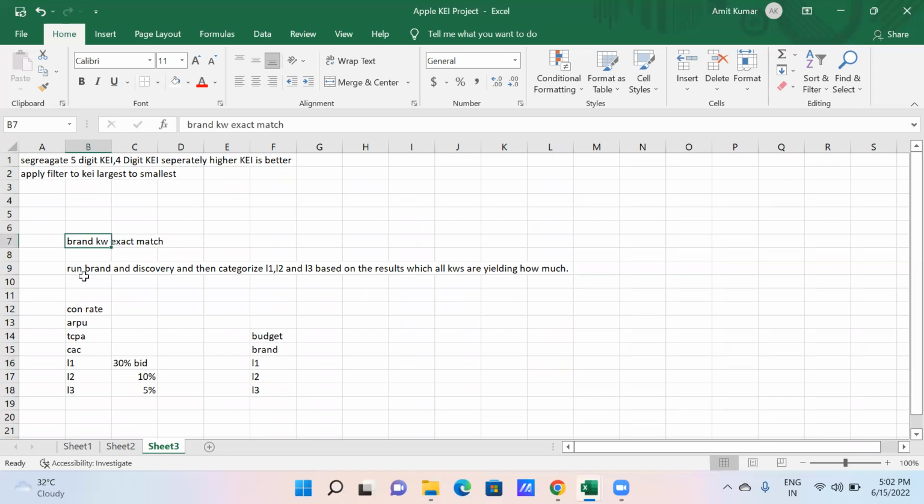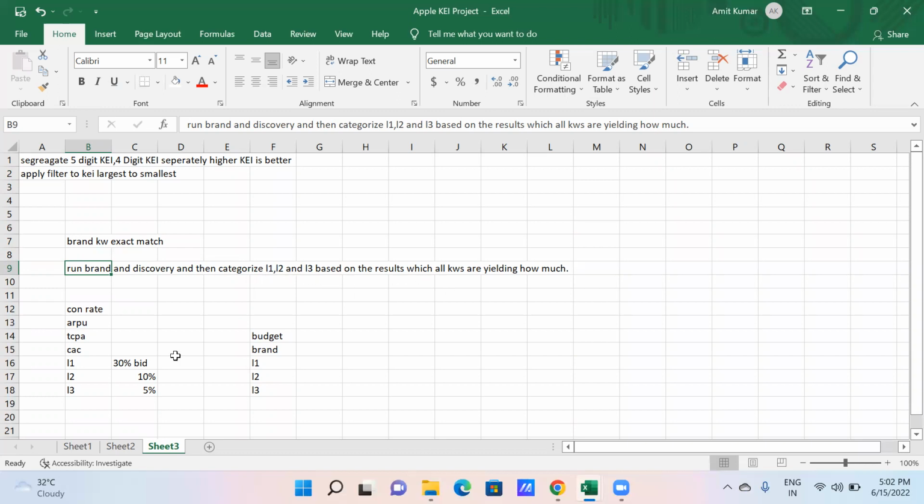And as I said, apply brand, and highest priority should always be given to our brand keywords. If you put a filter in the existing sheet, you will find two brand-related keywords as well. As I said, we have to run the campaign for brand discovery and then categorize based on the performance, into L1, L2, and L3.